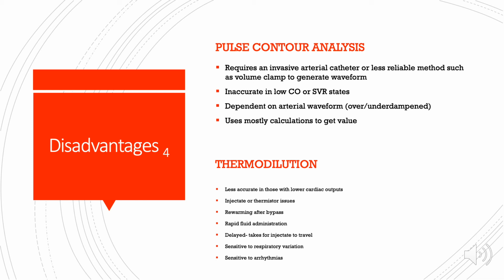So with the respiratory variation, to avoid this affecting your results, you should take it in the same portion of the respiratory cycle in every measurement to ensure that all your values are being matched equally.